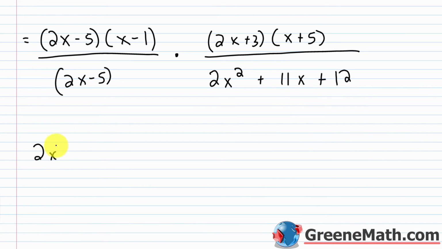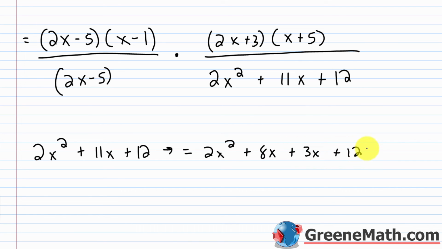All right, let's also look at 2x squared plus 11x plus 12. For this, let's think about two integers whose product is 24 and whose sum is 11. For 24, I can do 1 times 24, 2 times 12, 3 times 8. So 3 and 8 would work. So let's break this up. We'll say this equals 2x squared plus 8x plus 3x plus 12.